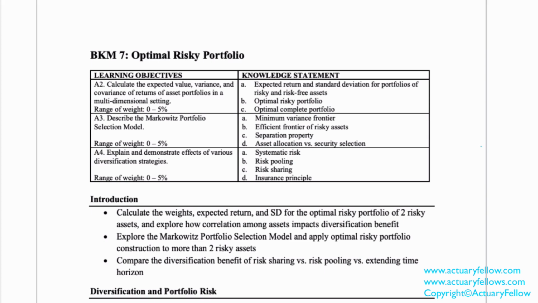In BKM6, we use indifference curve and CAL to allocate capital between a risky portfolio and risk-free asset. For this chapter, we'll focus on the risky portfolio, how to create a risky portfolio from different risky assets such as stocks. First, we'll look at a simple optimal risky portfolio that's made up of two risky assets.